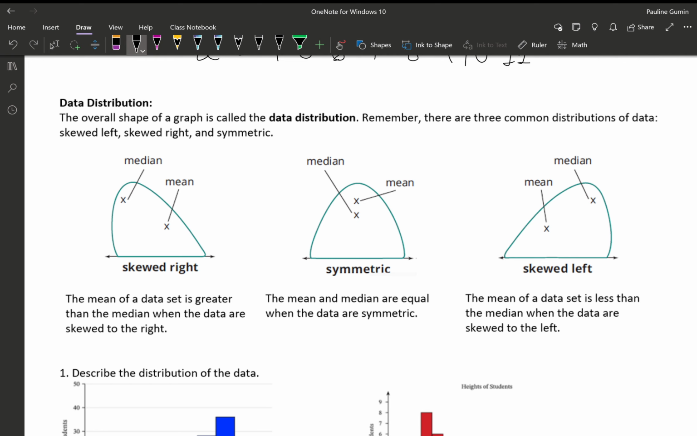So let's define all that. Skewed right. This means that the mean, so the average of a data set, is greater than the median, the middle of the data set. So it's skewed to the right. Symmetric means that the mean and the median are equal values. Skewed left means that the mean of the data is less than the median of the data, and it's leaning a little bit to the left.